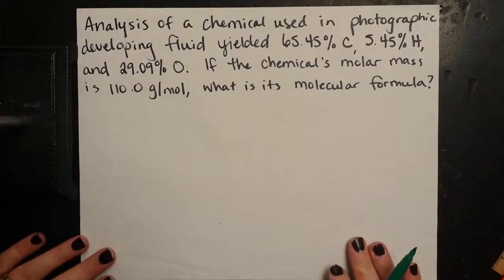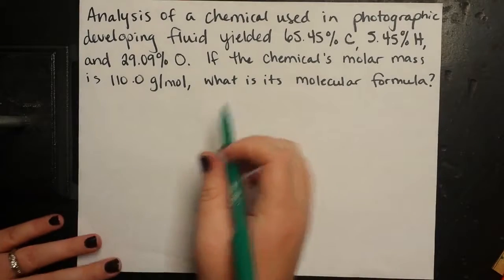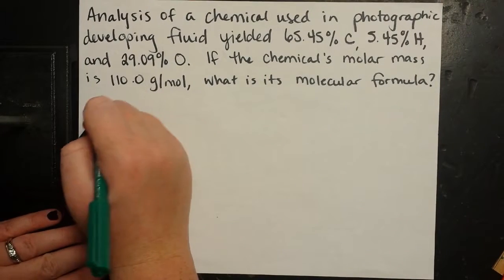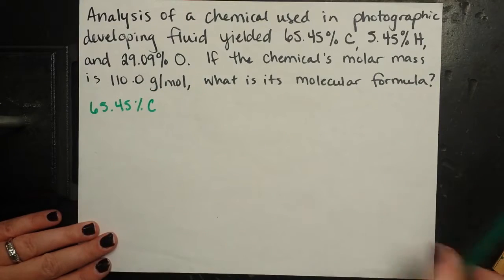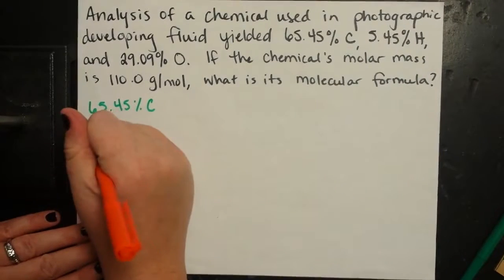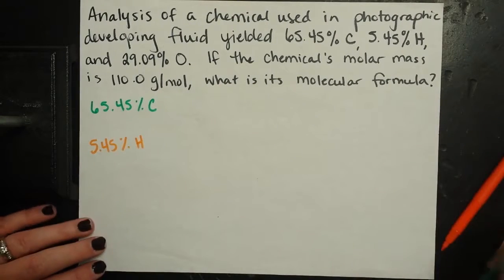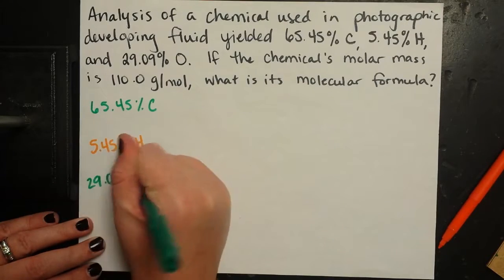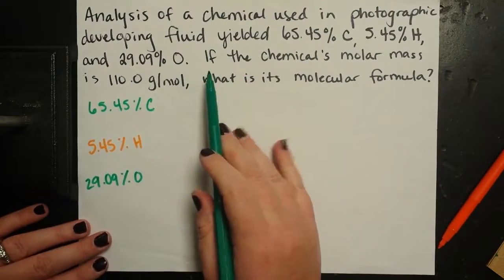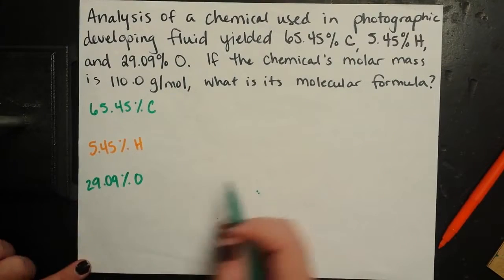All right, here we have analyzed a chemical that is used in photographic developing fluid and found that it has a composition that is 65.45% carbon, 5.45% hydrogen, and 29.09% oxygen. Okay, it says if the chemical's molar mass is given, what's its molecular formula?